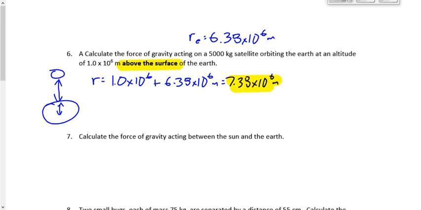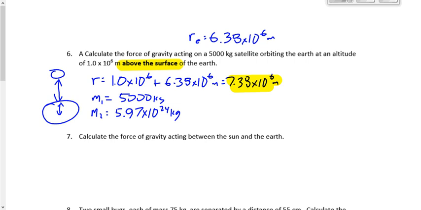Now, we know what M1 is. It's 5,000 kilograms. We know what M2 is. This is the mass of the Earth, also given to us on our data sheet. 5.97 times 10 to the 24 kilograms.